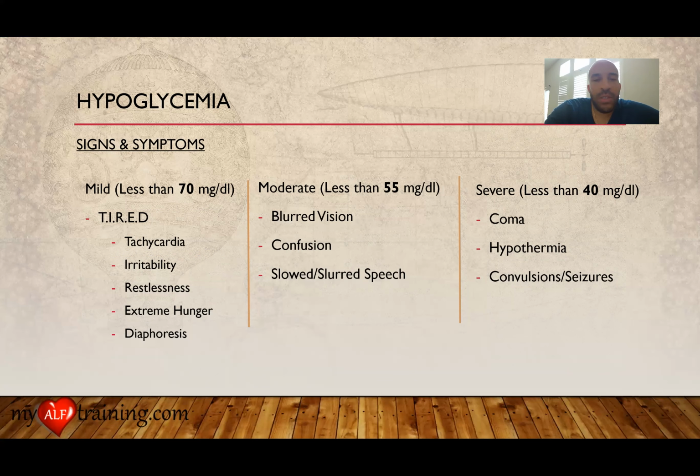Now, if the blood sugar is less than 55, we can expect a little more neurological symptoms. So blurred vision, confusion, slowed or even slurred speech.